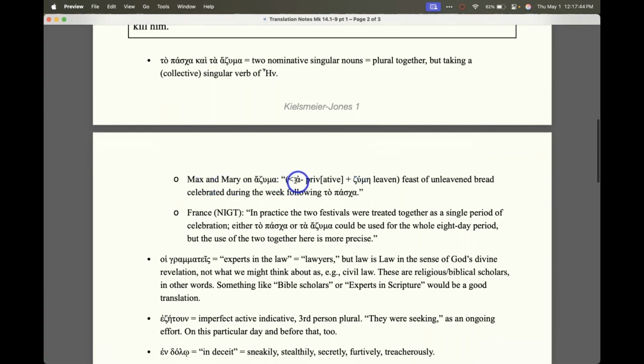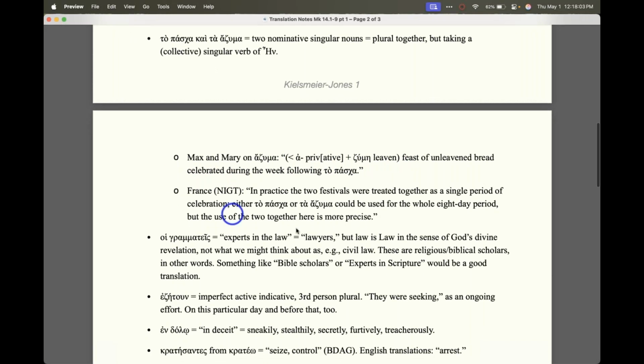And then Max and Mary just have an interesting note. I included here that the alpha is privative, so it's the negating word, just like we have the prefix un, or actually also have the prefix a in English that can negate something. And then we've got Zume for leaven, Feast of Unleavened Bread, celebrating during the week following Ta Pascha.